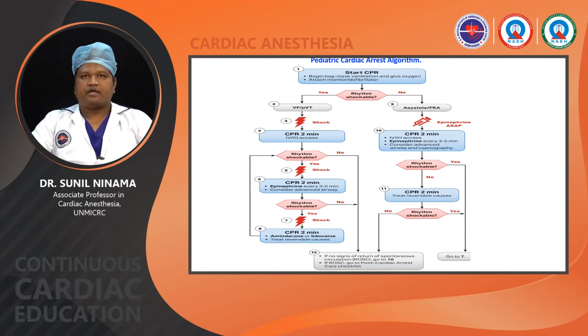In case of asystole or pulseless electrical activity, I already told you adrenaline must be given as early as possible. If you find the patient is in asystole or pulseless activity, start CPR for 2 minutes, then take IV or intraosseous access and give adrenaline, and again check the rhythm, whether it is shockable or non-shockable. According to that, you have to treat the pediatric patient the same.